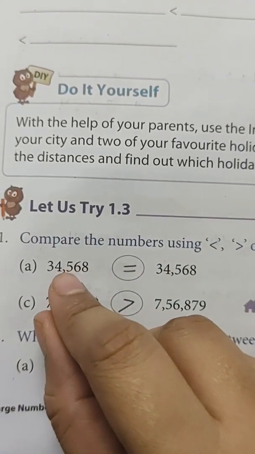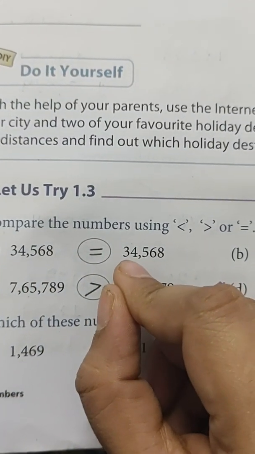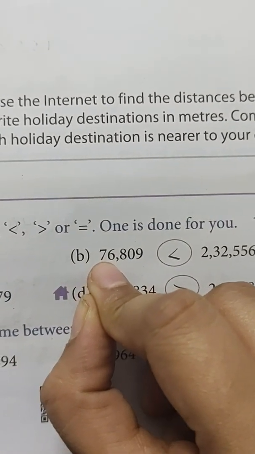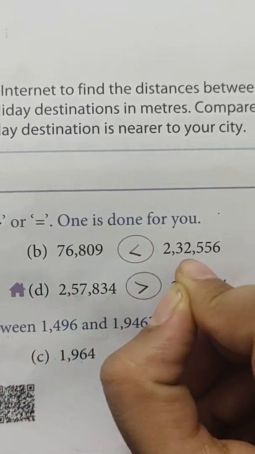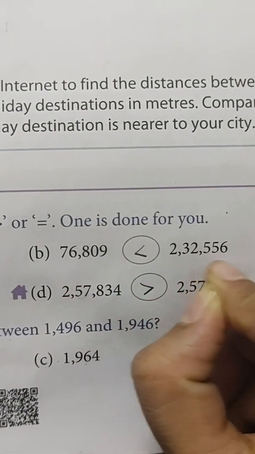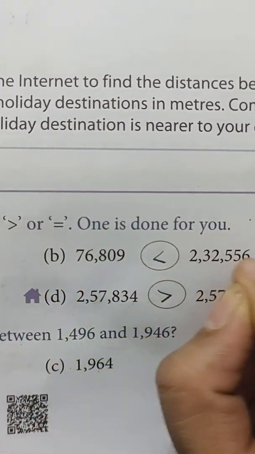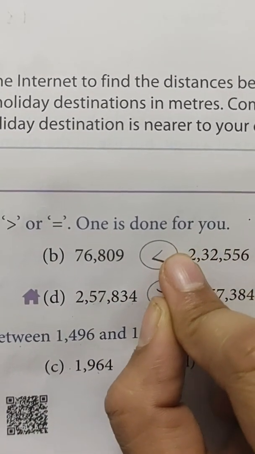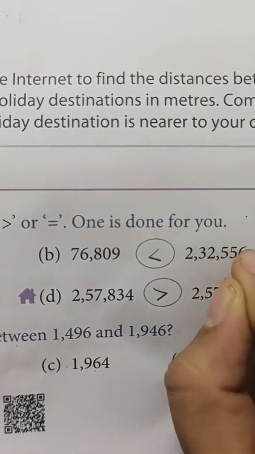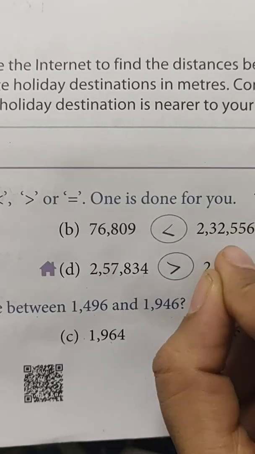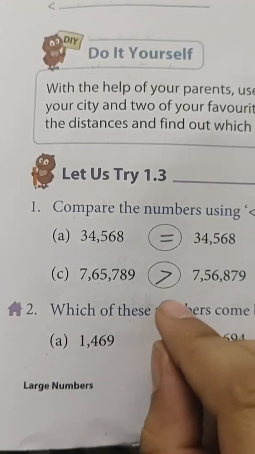Now we have 76,809 and 2,32,556. As you can see, here there are 5 digits and here 6 digits. So the number of digits is more in this number, that's why we will put the greater than sign here. This one is the bigger, larger number.